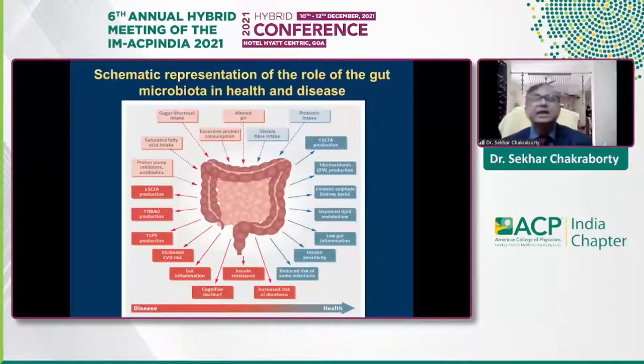Now, this is a schematic diagram of the role of the gut microbiota in health and disease, where you'll find that pH, excessive protein consumption, sugar intake, saturated fatty acid intake, proton pump inhibitors, and antibiotics reduce the short chain fatty acids and increase TMAO production and LPS, increasing cardiovascular disease, gut inflammation, insulin resistance, cognitive decline, and even the risk of diarrhea. To the contrary, these are prevented by taking probiotics.